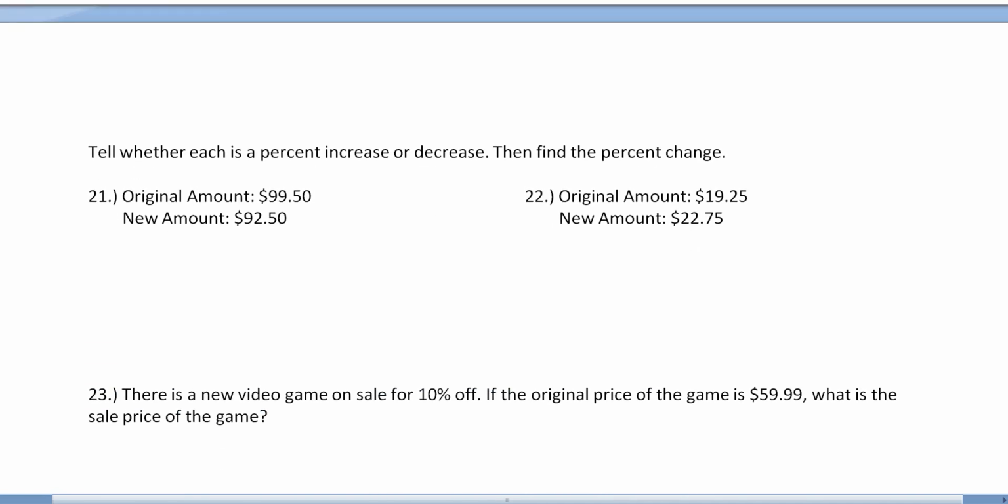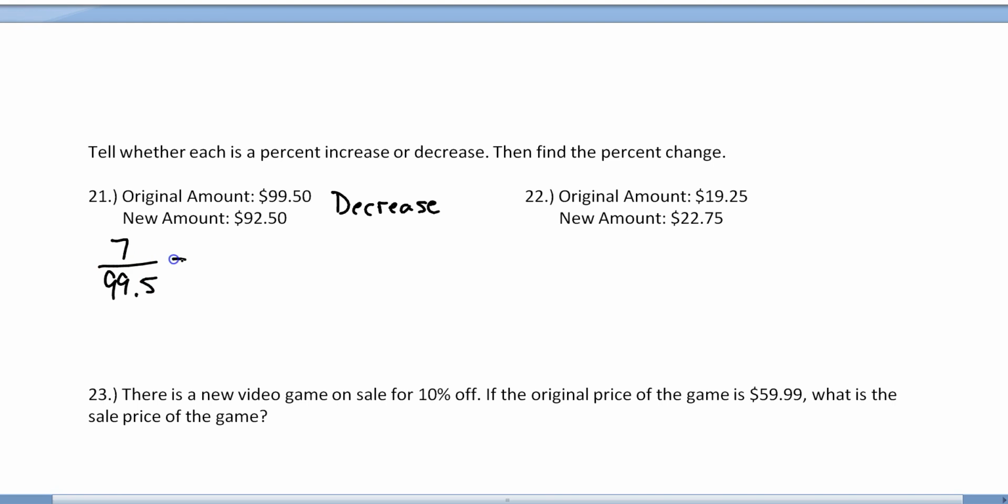For these guys, tell whether the percent is increase or decrease, and then just find the percentage by which this thing has changed. So if the original amount was $99.50 and the new amount is $92.50, this thing has obviously decreased. So this is a decrease. And then to find the percentage decrease, I just say, okay, it went down 7 units, right? So when you subtract those, you get a 7. So the change is 7, and we just divide by the original.